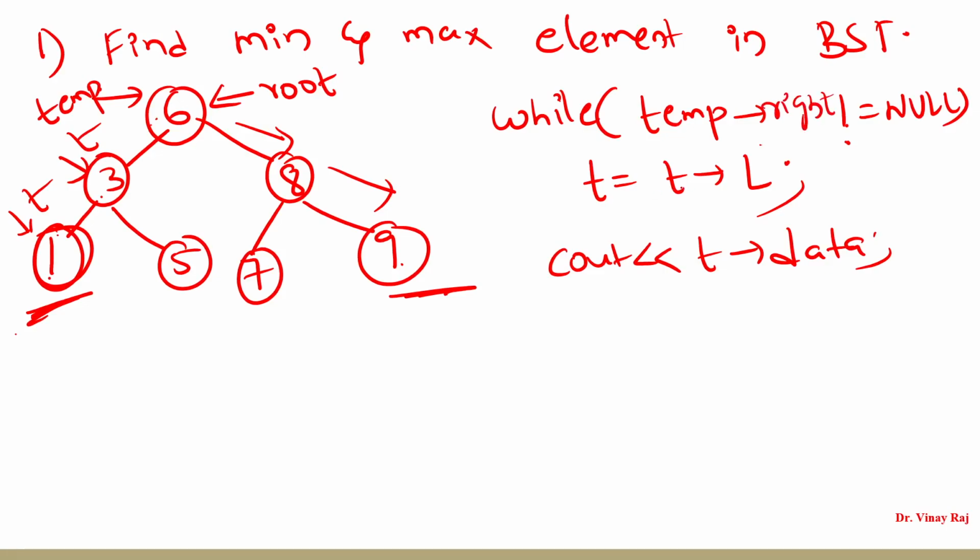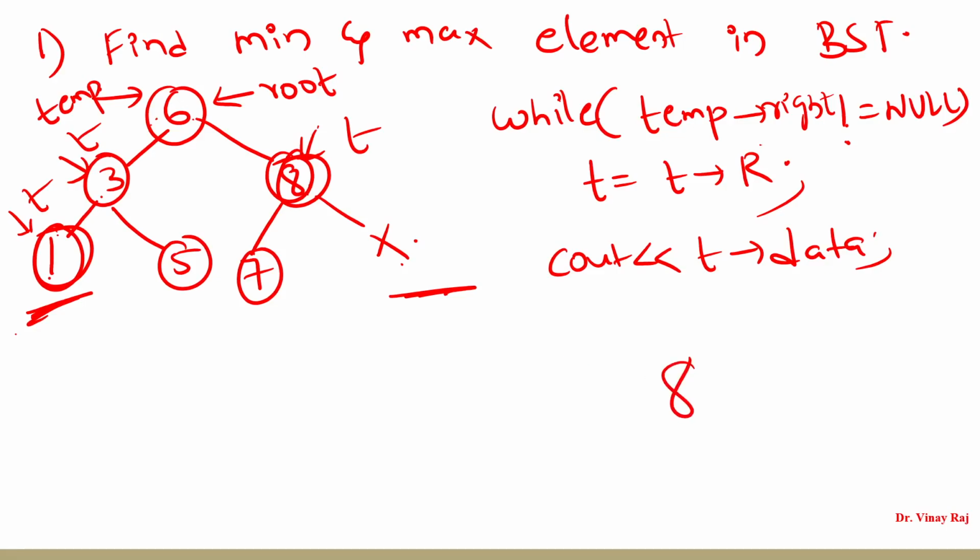Well, while temp right is not equal to null, temp equals temp right. Keep going that way. Suppose 9 is not there here, no problem. Why? See, the 6 is my temp. Is temp right not equal to null? Yes. Then this becomes my temp. Is temp right not equal to null? It is null here. So stop. This is my temp. So the maximum element is 8 in the tree. Simple problem, finding minimum and maximum element in a binary search tree, which is the leftmost and the rightmost element.